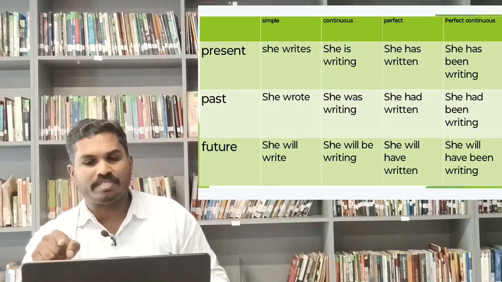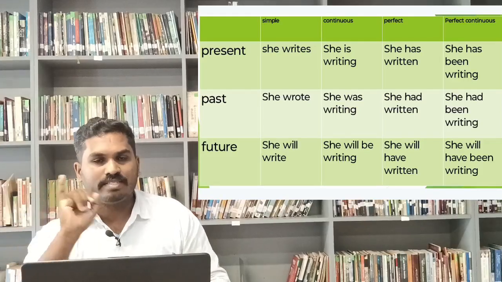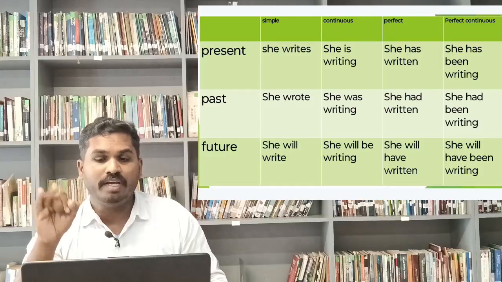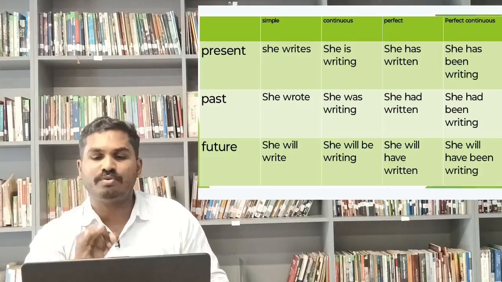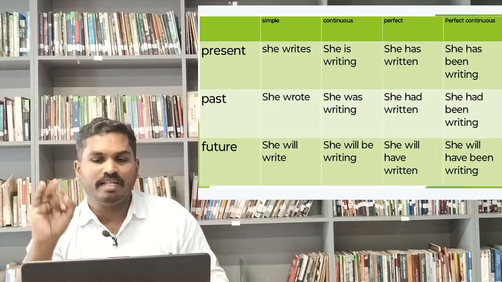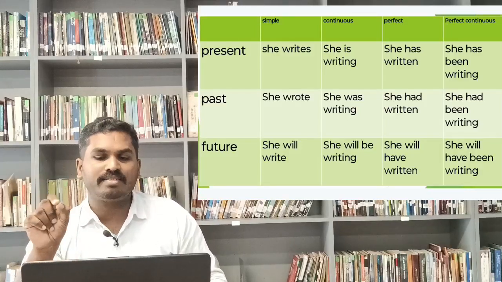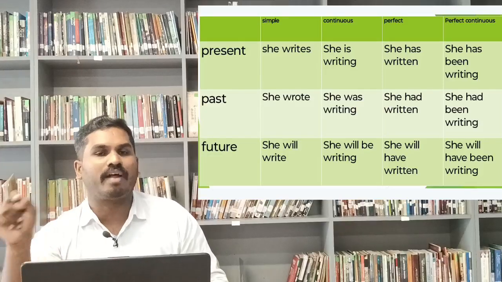So when it comes to the present perfect continuous, yes, she has been writing. The subject is she. Then, because of the perfect term, we can use has, because has is the singular form. She is a singular form. So we can use she has. Then the ing form of the verb, writing, and we can connect this has plus writing with the term been. So she has been writing.